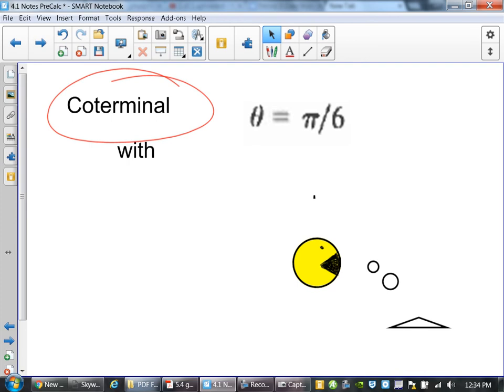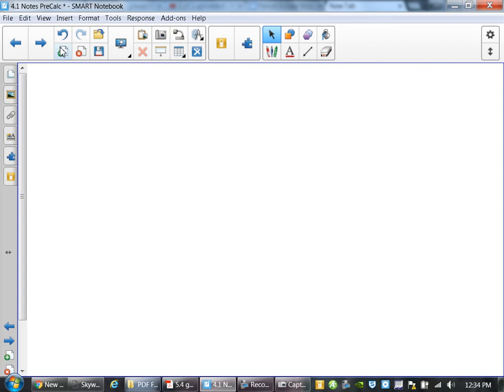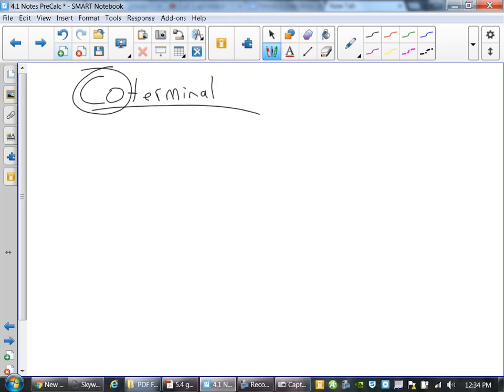Co-terminal. You guys remember what co-terminal meant? No? Sweet. I kind of figured that was going to happen. So if I want to talk about what's called co-terminal: co-terminal angles share the same terminal side. Okay? Co-terminal angles share the same terminal side.